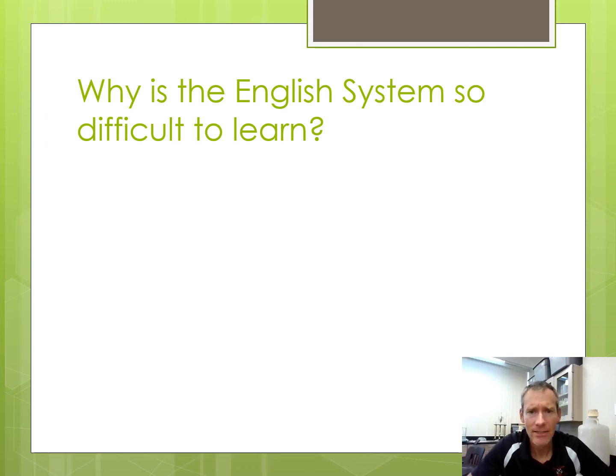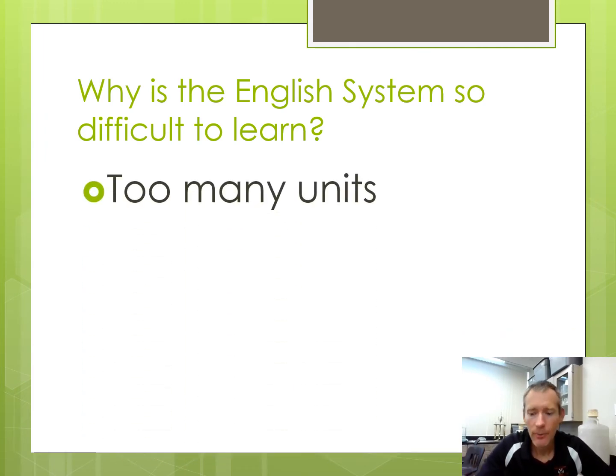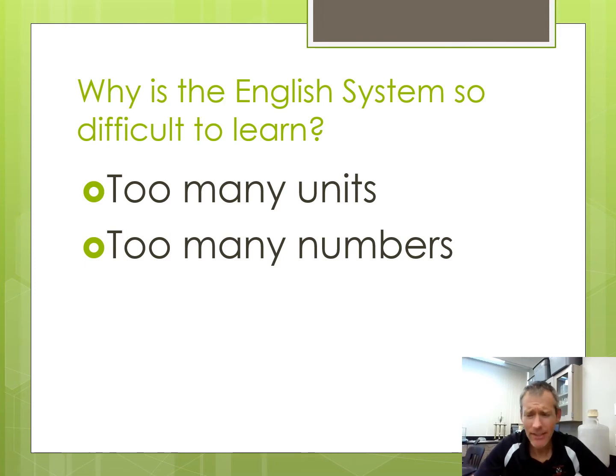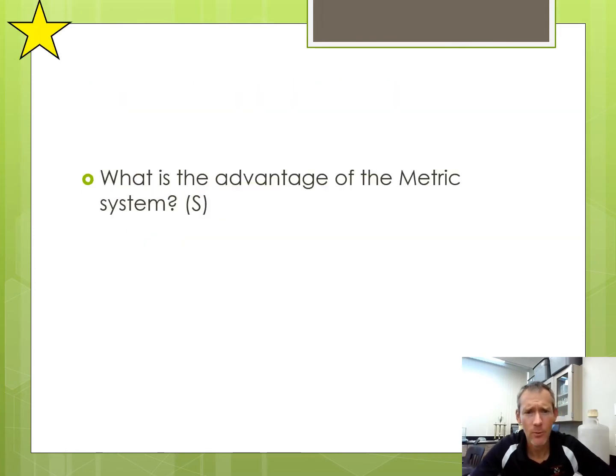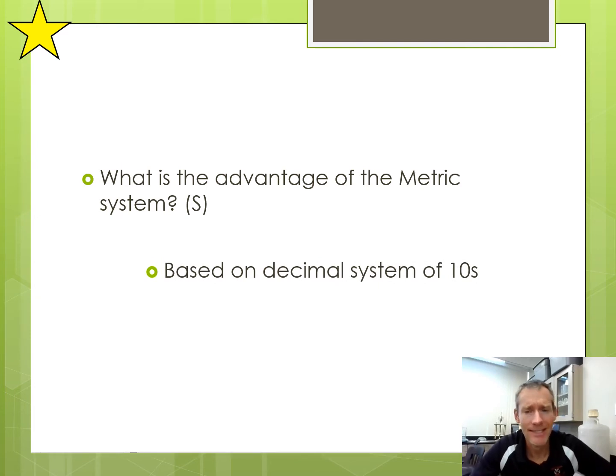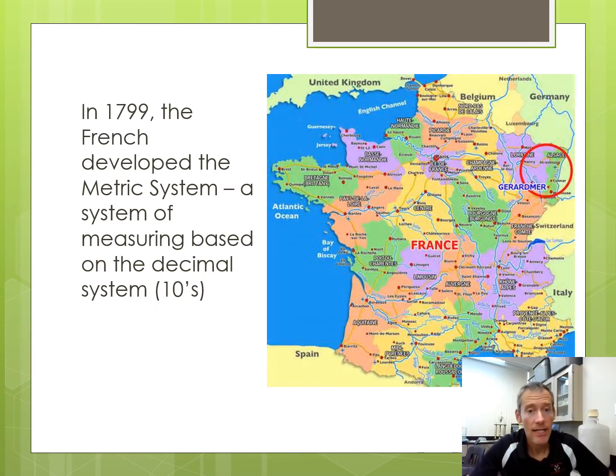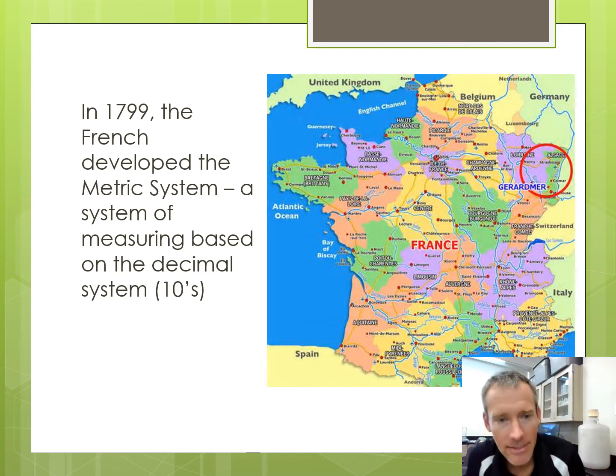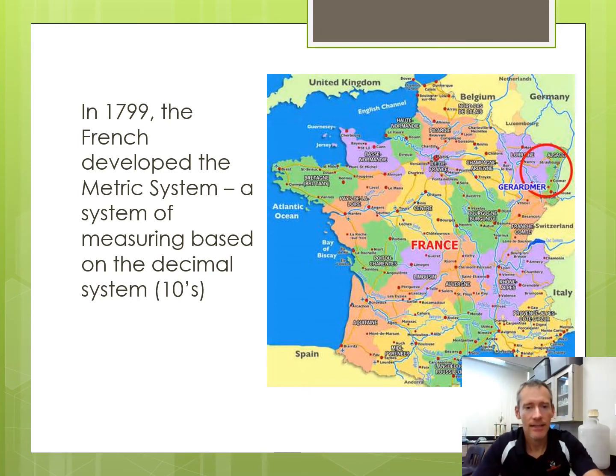So why is the English system so difficult to learn? Too many units, too many numbers. So what is the advantage of the metric system? Pretty simple. They work on base tens. So it's a pretty easy system if you know how to multiply by 10 or divide by 10. In 1799, just before 1800, the French developed the metric system. Good old French. They basically measured everything on the scale of tens.